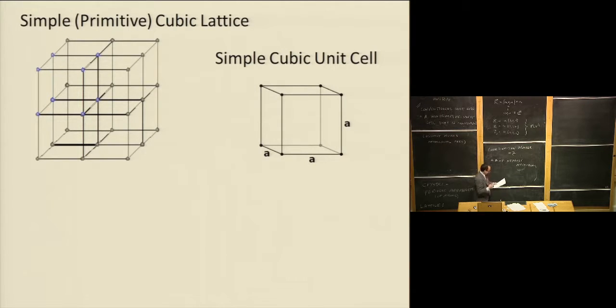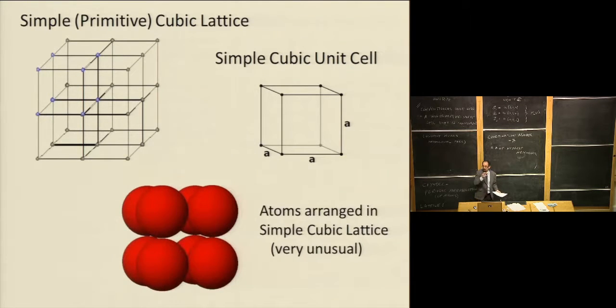So actually, the simple cubic lattice, this is what it would look like if you put atoms on the position of each of the lattice points. It's a cube, obviously. Although this is a very simple lattice to describe, it's actually extremely unusual in nature. Of all the atoms on the periodic table, only one element actually takes this simple cubic arrangement. The element is polonium.